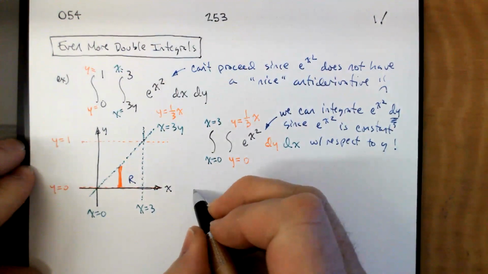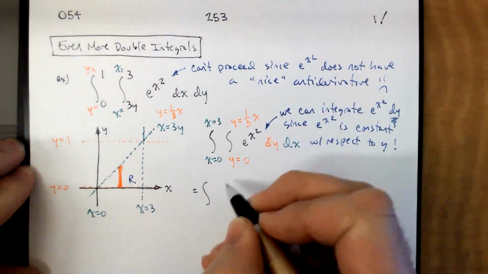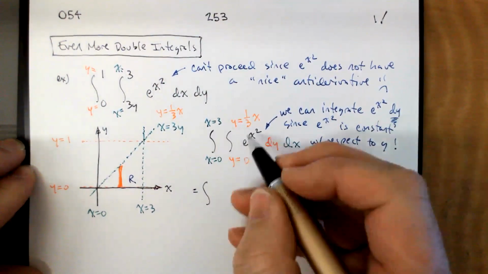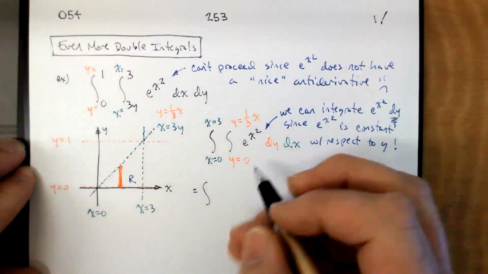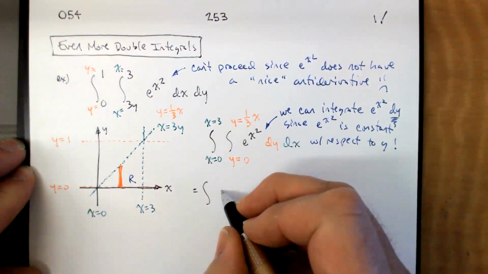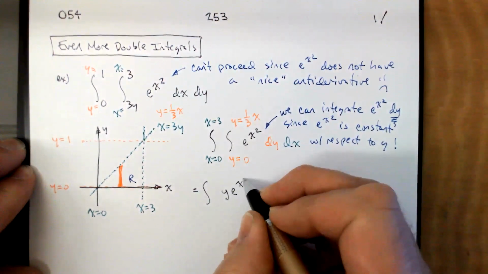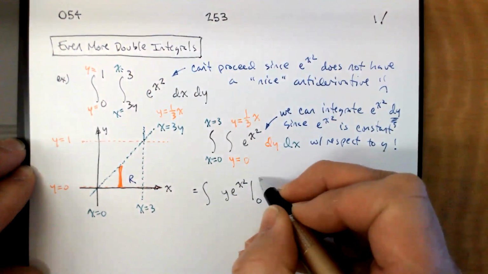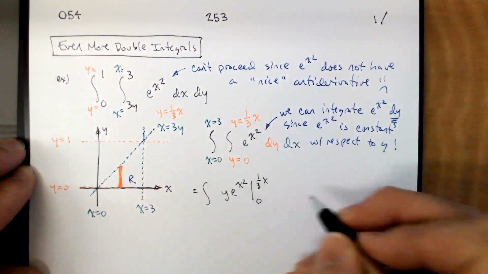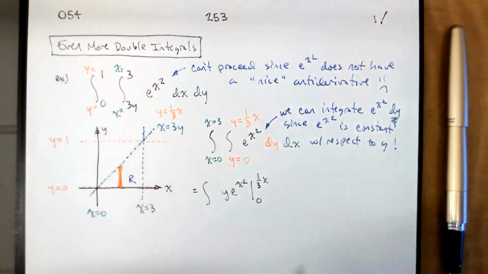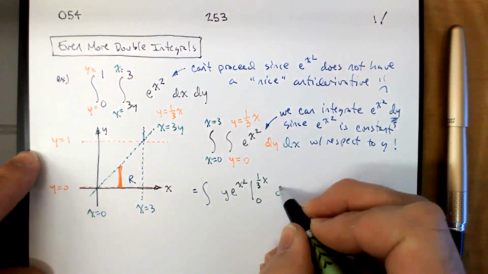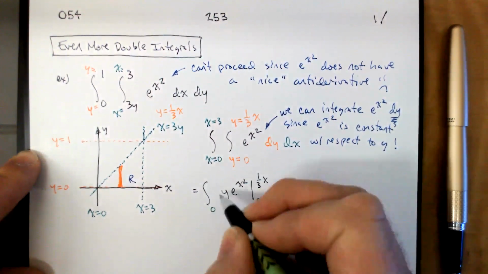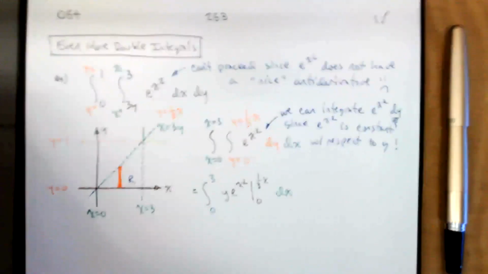So this is going to be the integral. We still have this integral from 0 to 3, but the integral of e to the x squared dy is y e to the x squared evaluated from 0 to 1/3 x. We still have the dx, and we're still going from 0 to 3.